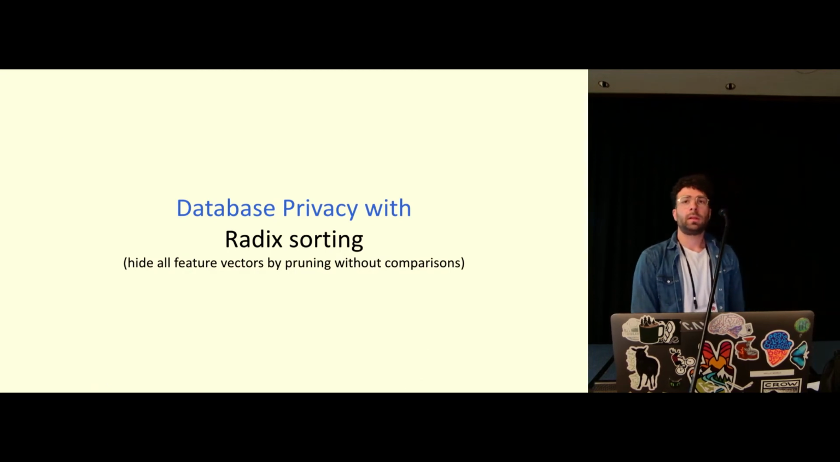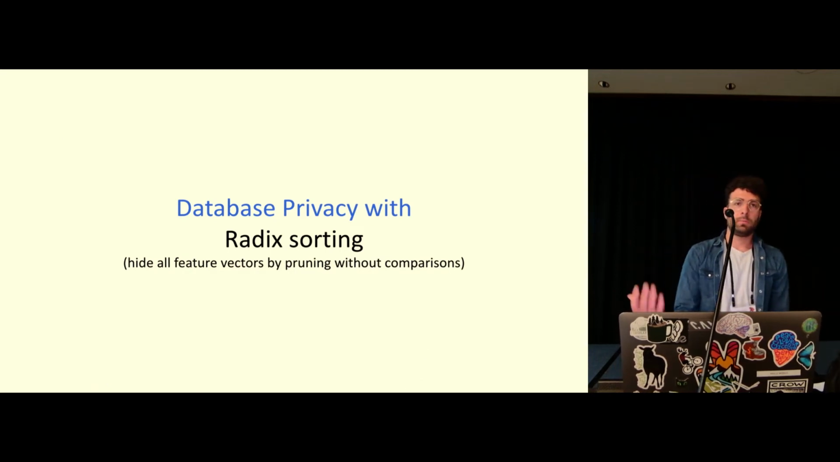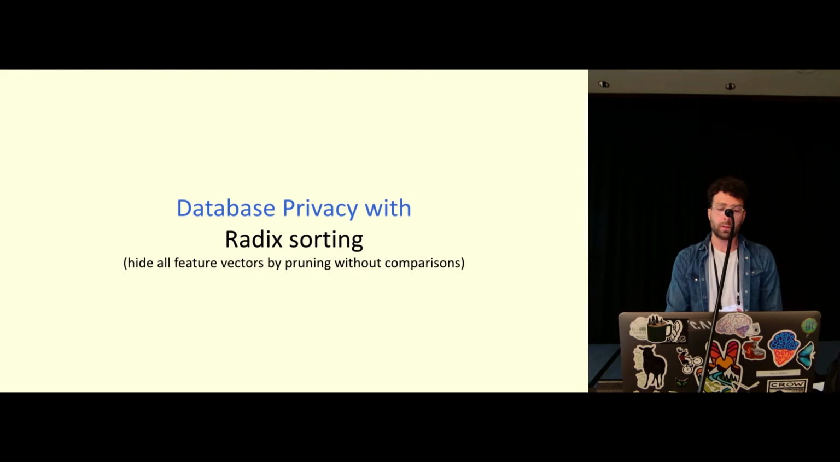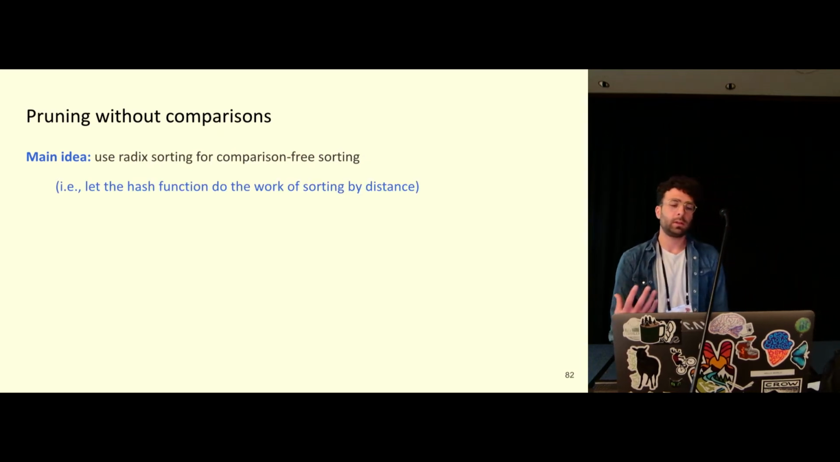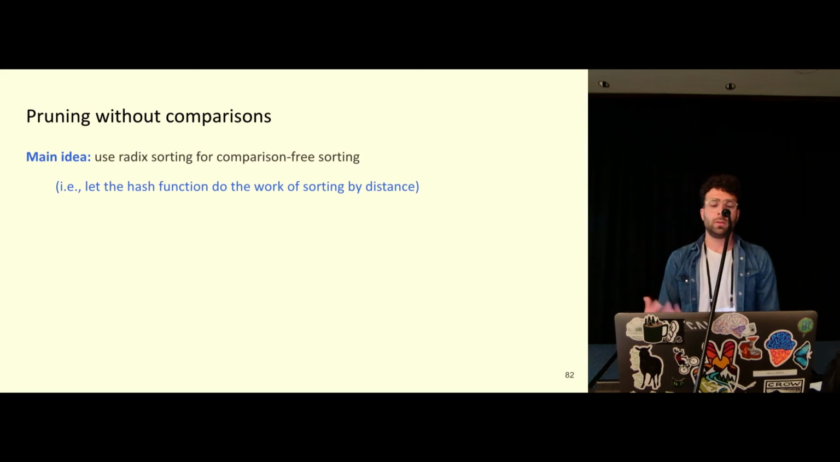So our first step to provide database privacy is to change a little bit how we're going to return the candidate set to the client, and we're going to use ideas from Radix sorting in order to prune the candidate set on the fly. So what does this mean? Well, we're going to essentially let the hash function do the work of sorting all the candidates by the relative distance from the query. So what does this look like?